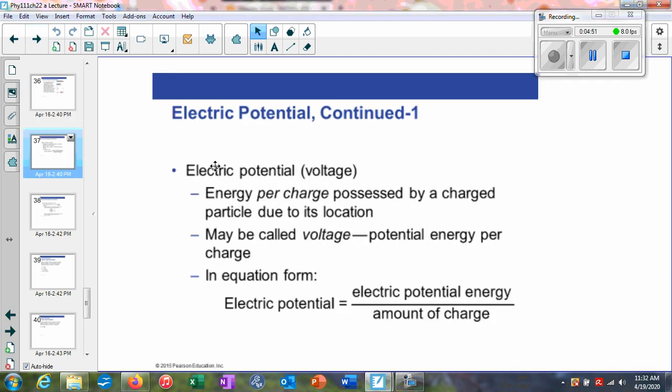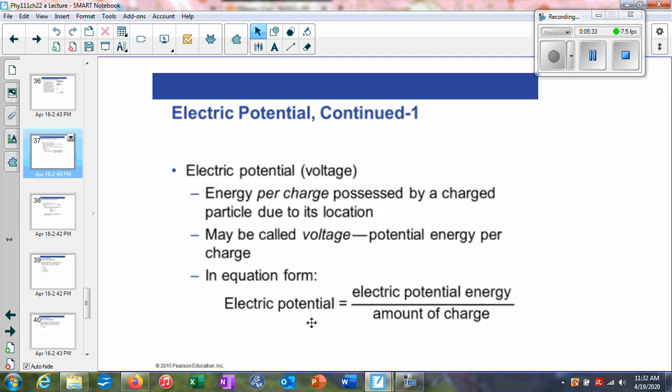Okay, so a lot of times when we're talking about electric potential, we use this term voltage. What is voltage? How are we going to define that? It's the energy per charge that a charged particle has due to its location. So a charged particle might be 1 coulomb, it might be 2 coulombs, it might be half a coulomb. So for example, an electron is a really small fraction of a coulomb. So the electric potential is the energy per charge that a charged particle has due to its location in an electric field. We call it voltage. It's the potential energy per charge.